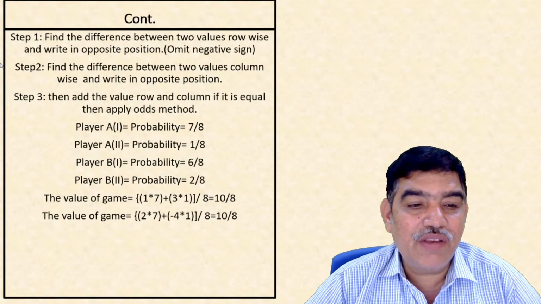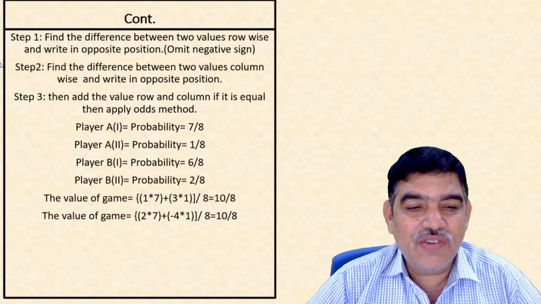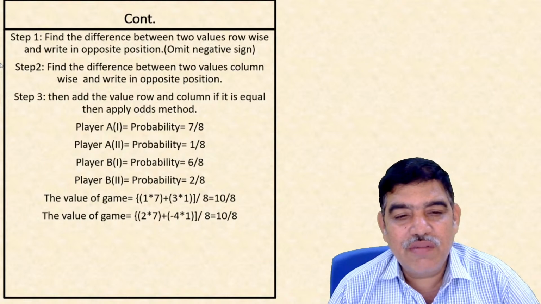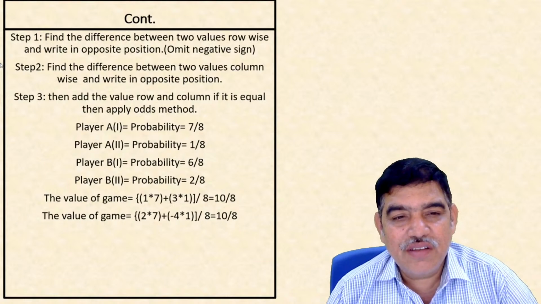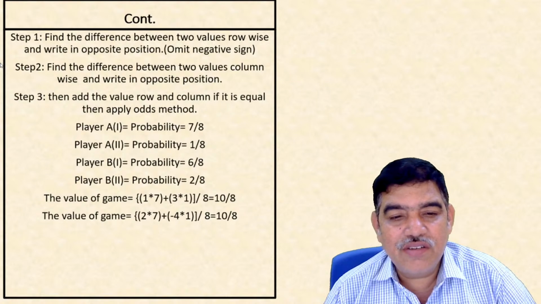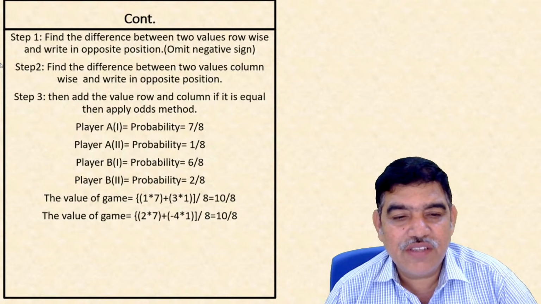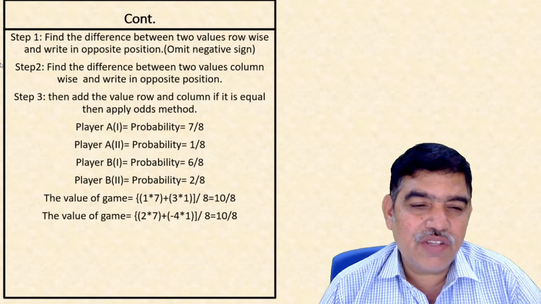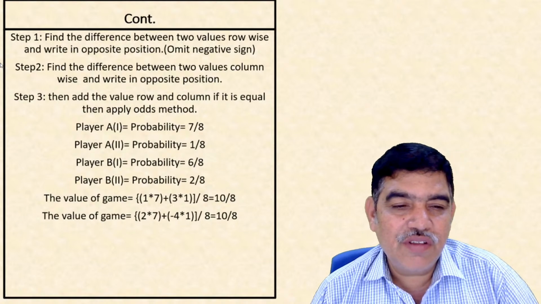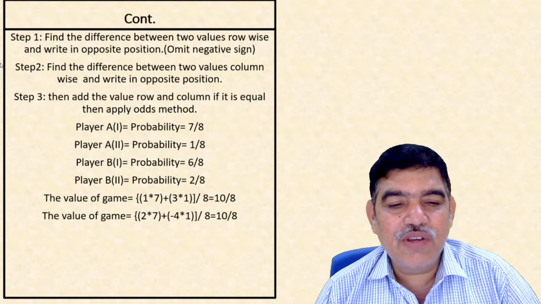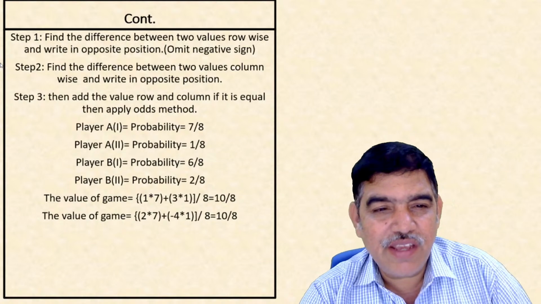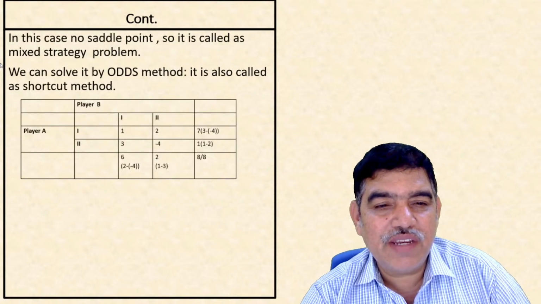Now we have to find the value of game. So the value of game means what? 1 into 7 plus 3 into 1 divided by 8. Whatever you add row and column wise. So that is 10 by 8. The same process we can implement for player B, 2 into 7 plus minus 4 into 1 divided by 8, that is 10 by 8. That's what I am writing here.